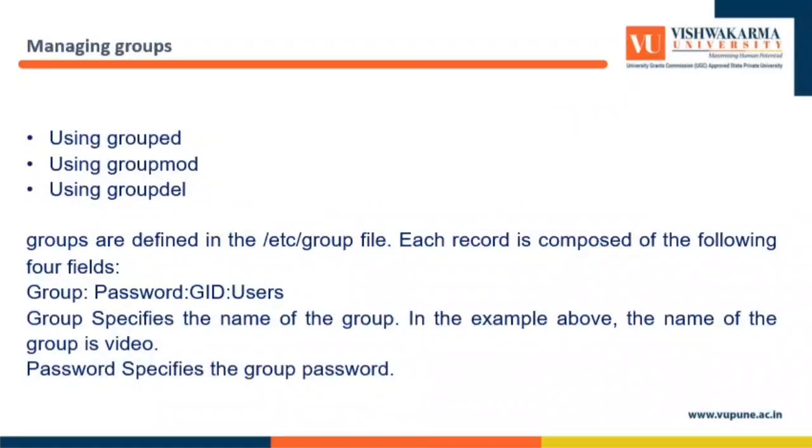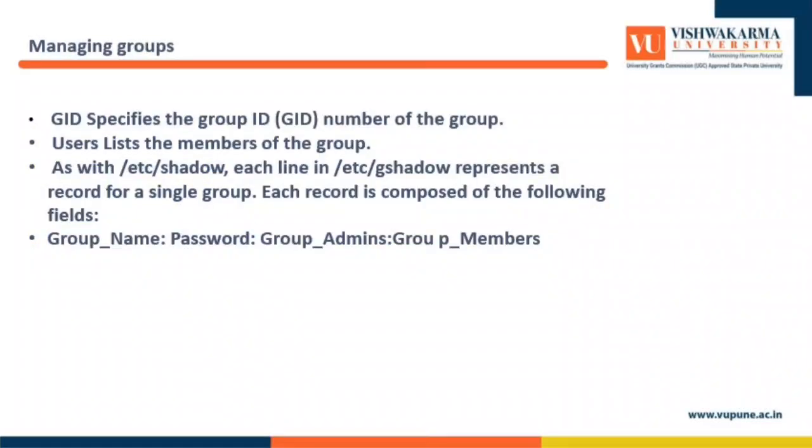Groups are defined in the group file. Each record is composed of the following four fields: group, password, GID, users. Group specifies the name of the group. In the example above, the name of the group is video. Password specifies the group password. So let's see in detail. GID specifies the group ID, the number of the group. Users lists the members of the group.